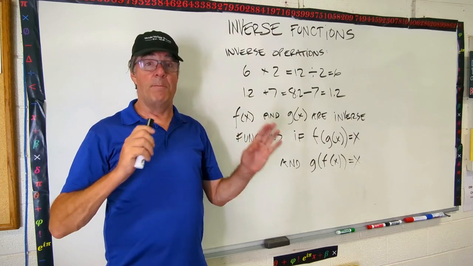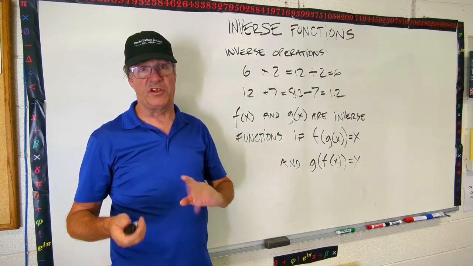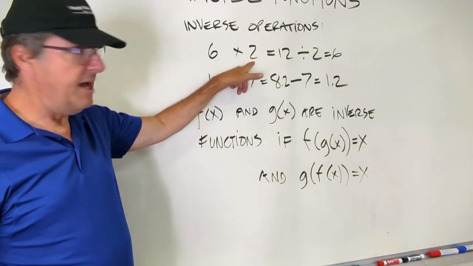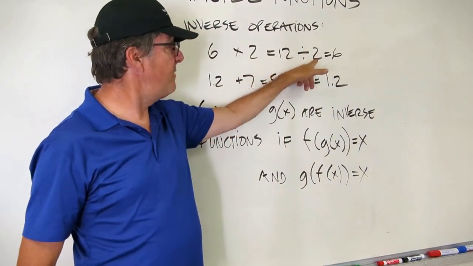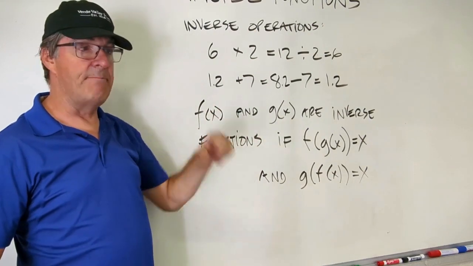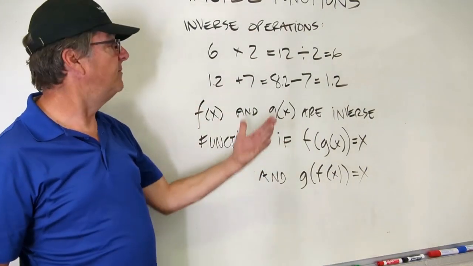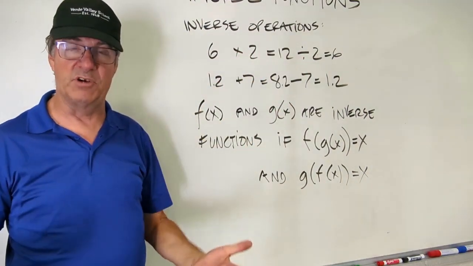For example, multiplication and division are considered inverse operations of each other for the following reason. Check this out. 6 times 2 gives us 12. Now if we divide by 2, we get back to 6. So basically what I'm doing is multiplying by 2, then dividing by 2, and I'm back where I started from. So that's why multiplication and division are considered inverse operations.